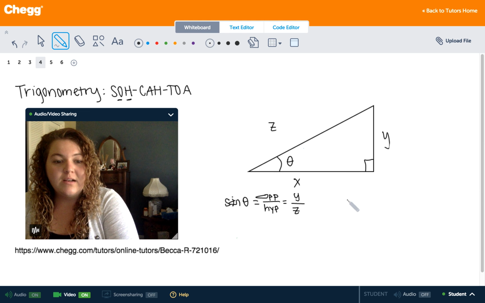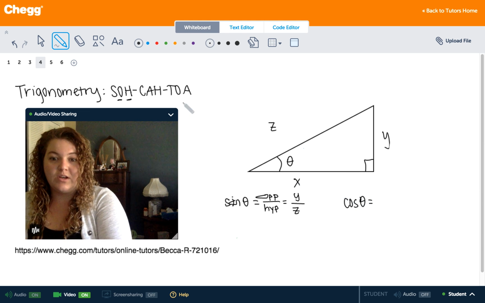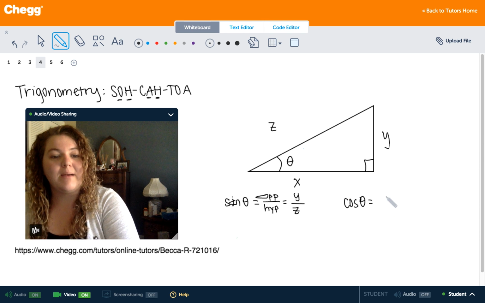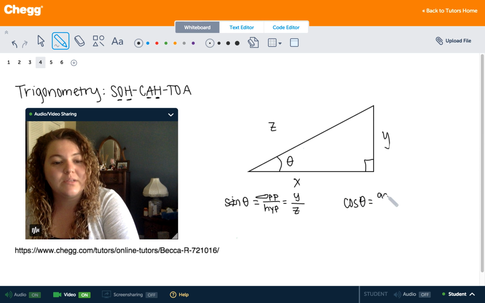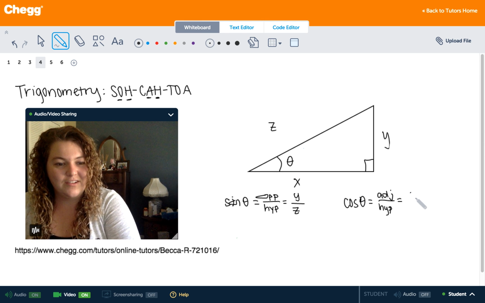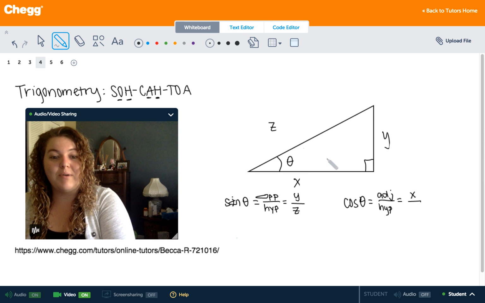Okay, now the cosine is our CA. So the cosine is the adjacent divided by the hypotenuse. And the adjacent side, adjacent really just means next to, divided by the hypotenuse. So the adjacent side would be this x side here, right next to the angle. And the hypotenuse, of course, is z.